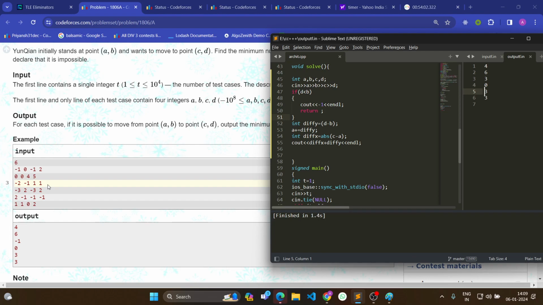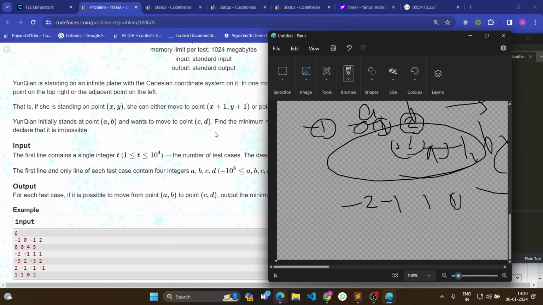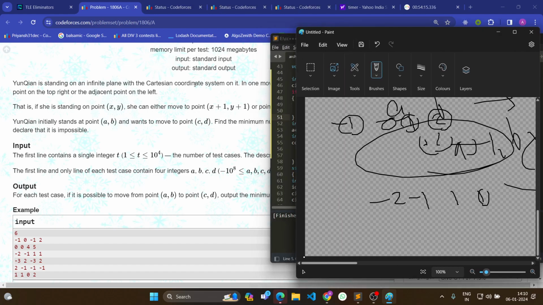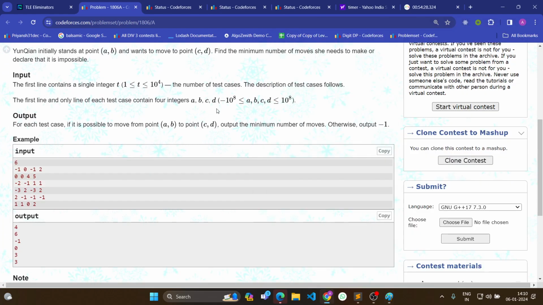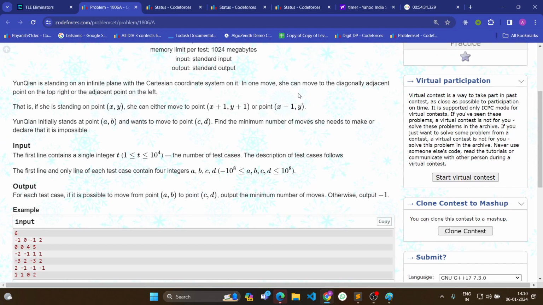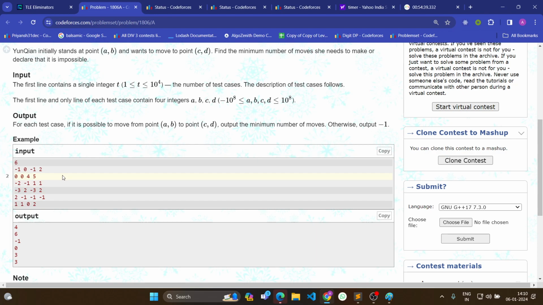So I can move 2, no? Here it's saying that the answer is minus 1. Let's see why. So minus 2, minus 1, 1 and 1. So I can move from x to x plus 1, y plus 1, okay, from a, b, right? So she moves to minus 1, 0, and then she moves to 1, 1. This is possible. a, b, c, d, right? Why is this not possible?